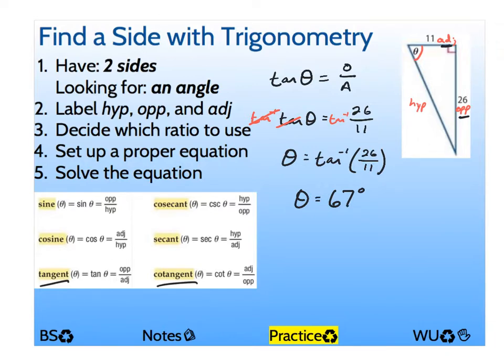If the problem asked you to find the other acute angle, what could you do? Pause your video and think about it. Since the angles of a triangle add up to 180, and the right angle is always 90 degrees, all you have to do is 90 minus 67 to find this acute angle. And you'll see that that angle is 23 degrees.